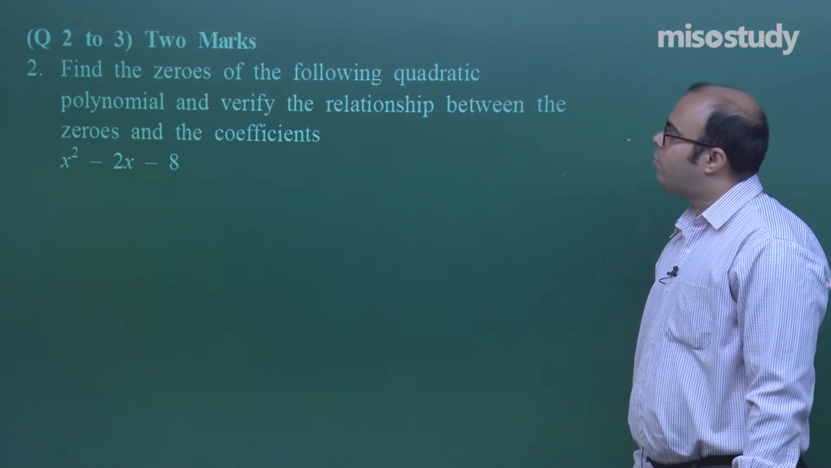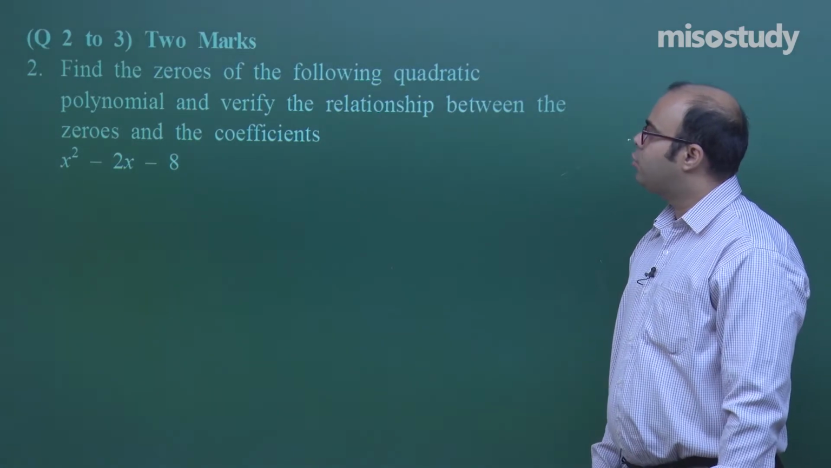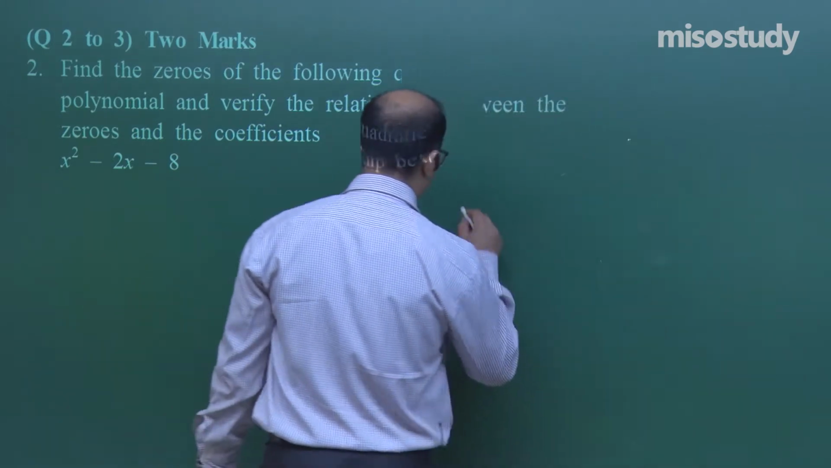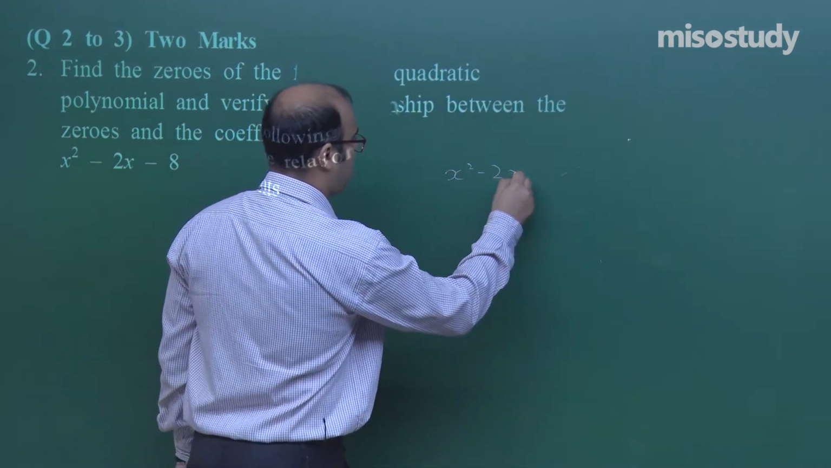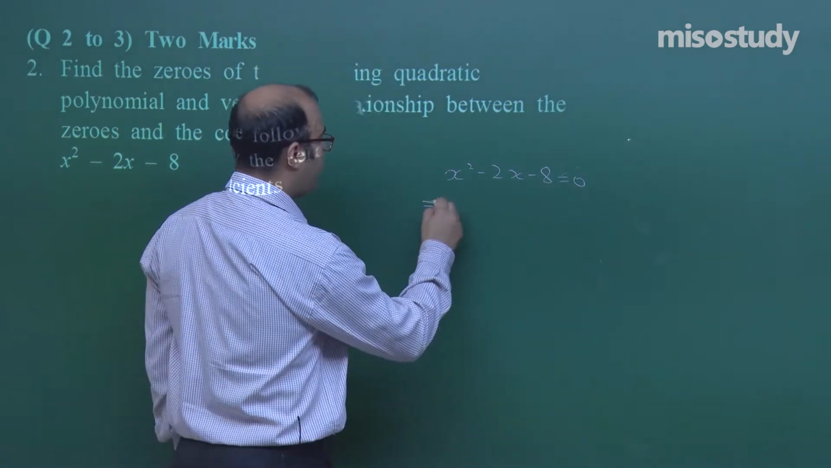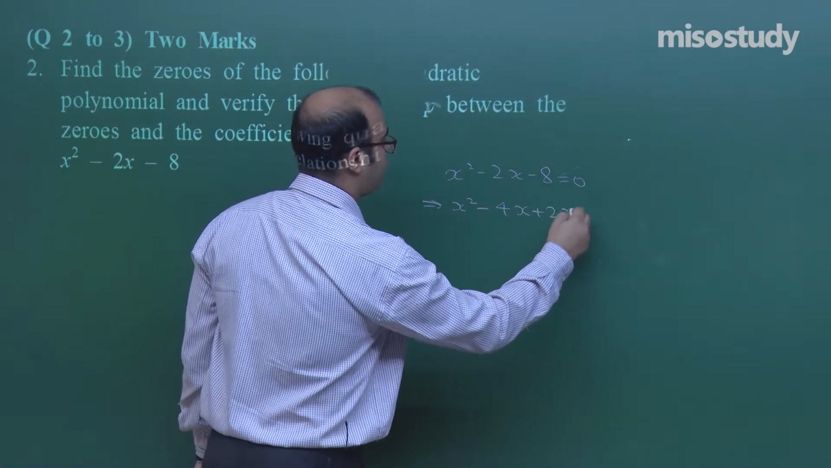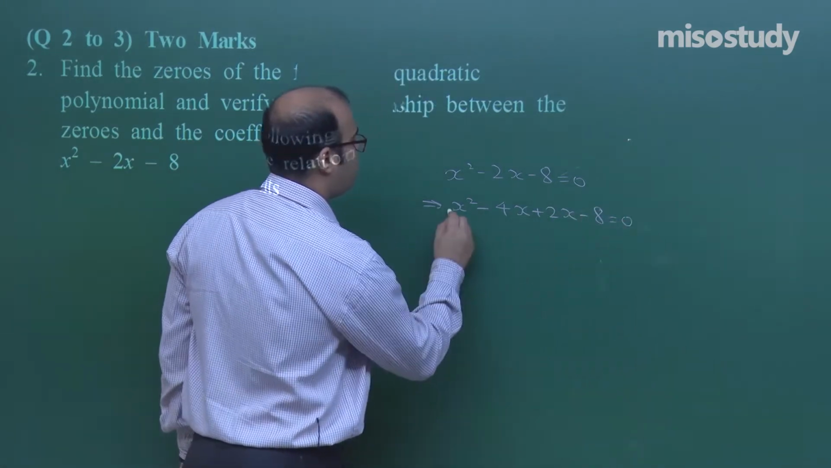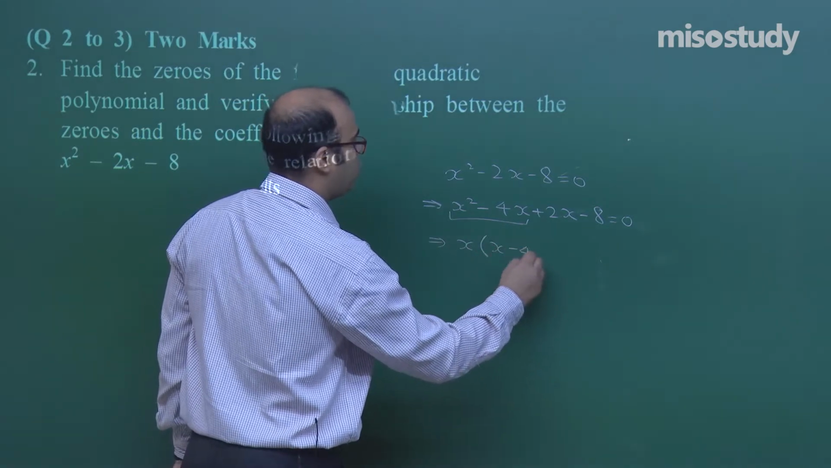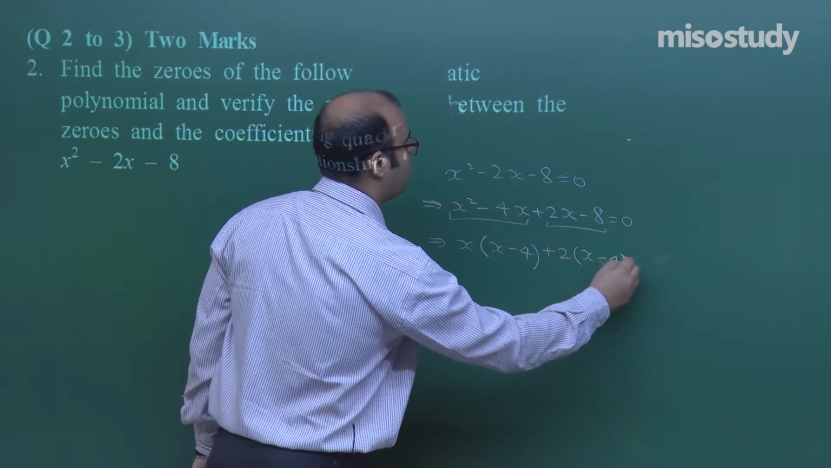Find the zeros of the following quadratic polynomial and verify the relationship between the zeros and the coefficients. So, the quadratic polynomial which is given is x square minus 2x minus 8. We have to find its zeros first. So, what we will do? We will do middle term splitting. We write minus 2x as minus 4x plus 2x minus 8 equal to 0. These two terms taken as such gives x as common. So, x minus 4, and in these two terms 2 is common. So, x minus 4 is equal to 0.